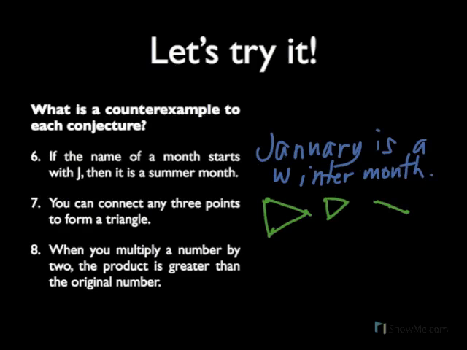And finally, when you multiply a number by 2, the product is greater than the original number. So if we take a number, say 6, and multiply that by 2, we're going to get 12. And the product is indeed greater than 6. Let's try another number. 8 times 2 is 16. Well, 16 is still greater than 8.